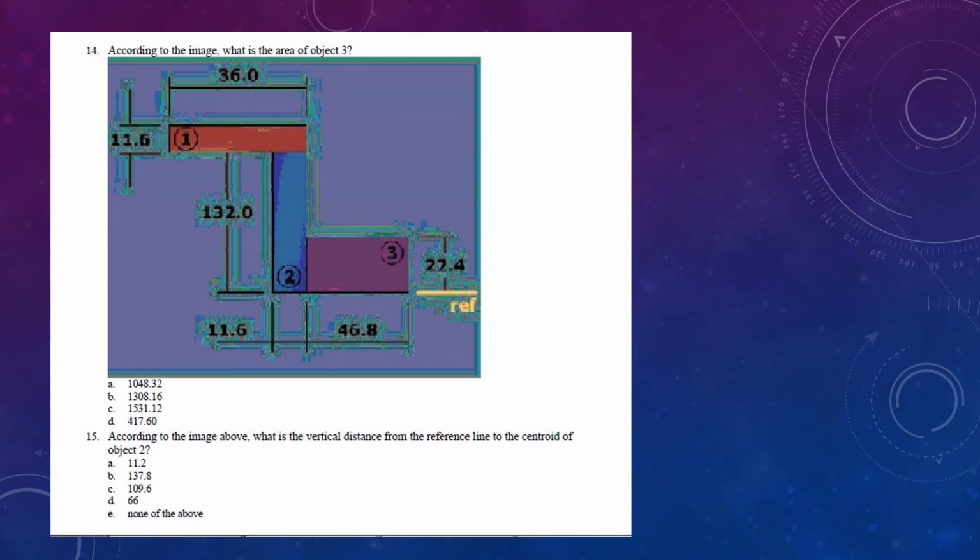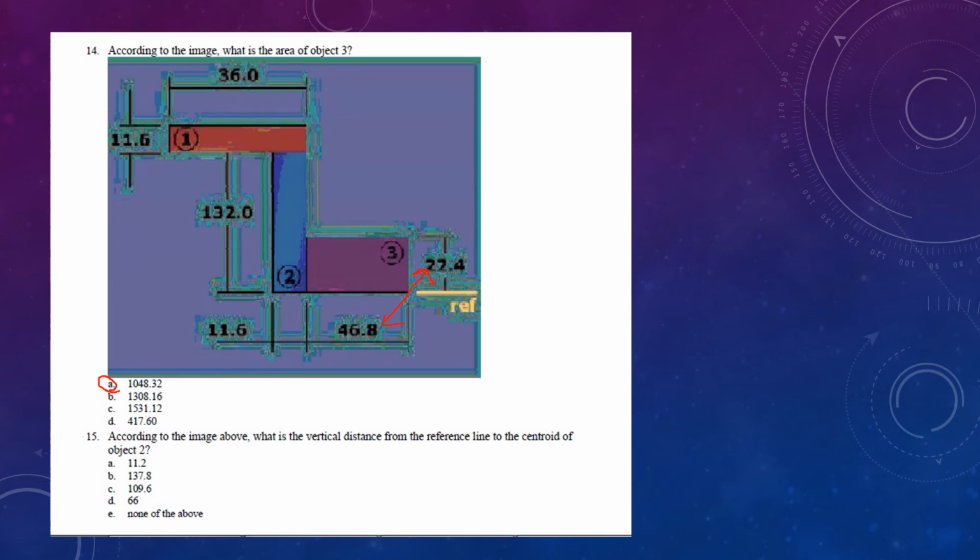What's the area of object number 3? In this case, what you have to do to find the area is just multiply these two numbers. So length times width, 22.4 multiplied by 46.8 is going to give you 1048.32.